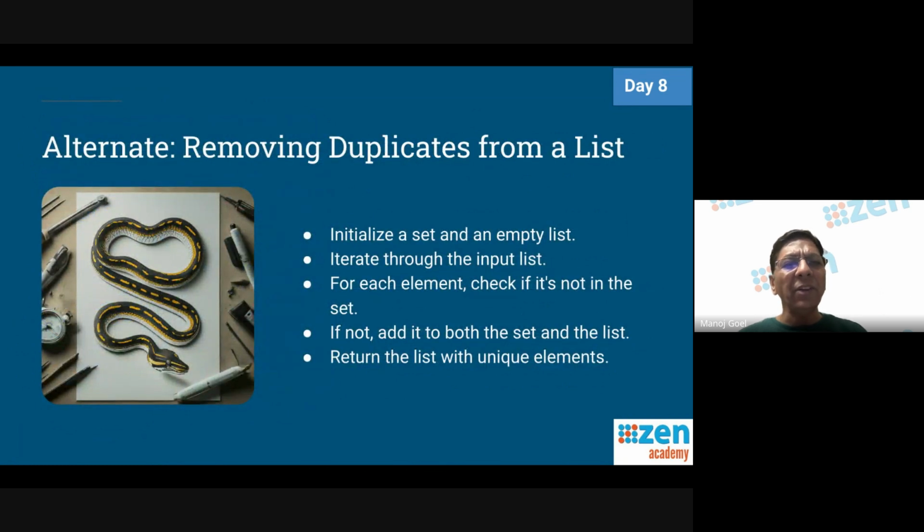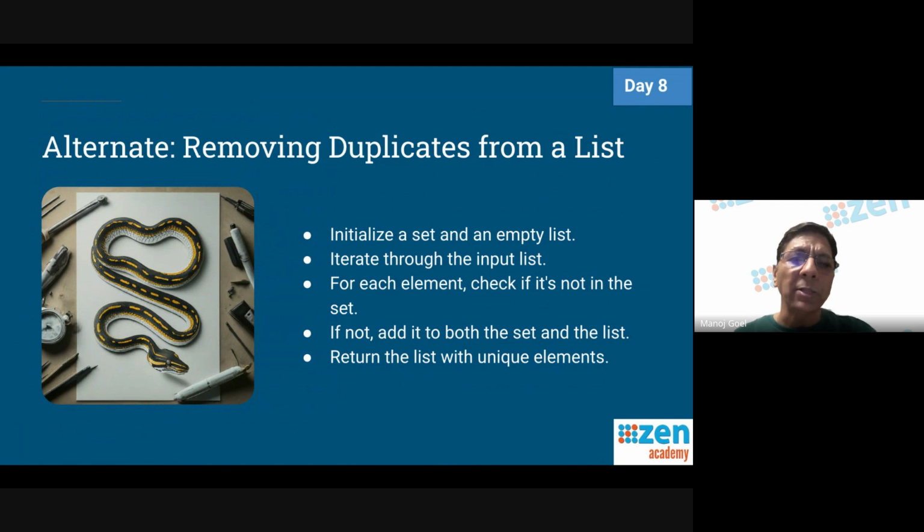Second is an alternate way of doing the same, removing duplicates from the list. The same thing you can do using sets. So how to do it using a set? You can initialize a set and an empty list, so you will create one list and one set. You will iterate through the input list. You already have an input list. You can do a for each item in the list kind of loop. For each element, check if it's not in the set, because a set can only have unique values, right?